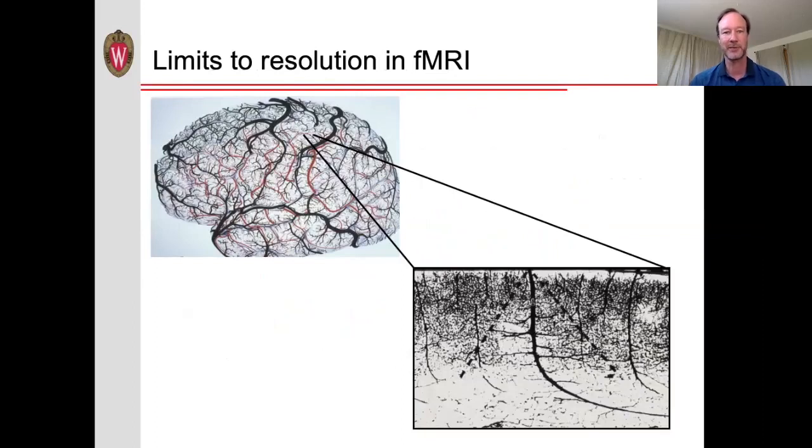Ultimately, the limit to resolution in fMRI is, of course, the blood vessels themselves, because that is what we're imaging. And here's a schematic of that showing the blood vessels penetrating into the brain. So the limit to the spatial resolution really is at how fine of a scale the blood flow changes are controlled.